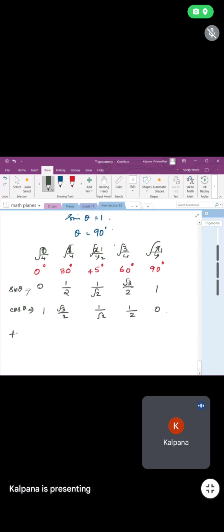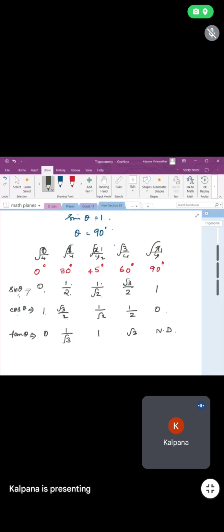Now tan. How do you write tan? Sine by cos. Sine by cos is tan. 0 by 1 is 0. Next, 1 by 2 by root 3 by 2 is 1 by root 3, because the 2 and 2 in the denominators get cancelled. 1 by root 2 divided by 1 by root 2 is 1. Root 3 by 2 divided by 1 by 2? Just root 3. 1 by 0?